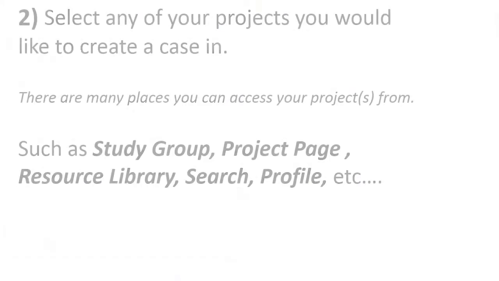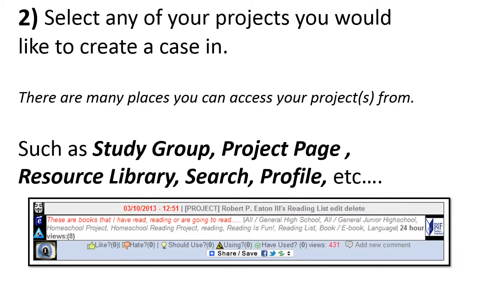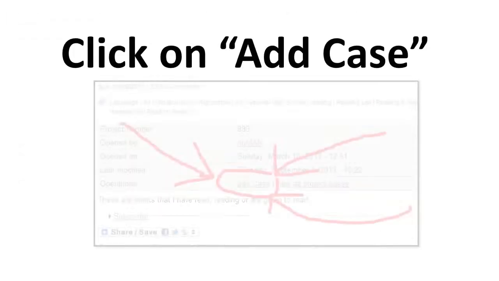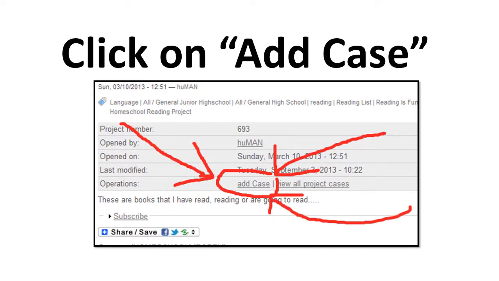Next, we're going to select any of your projects you would like to create a case in. And there are many places you can access your projects from, such as the study group, project page, or resource library. Simply open up your project and click on Add Case. And like I said, you could find your projects in a lot of places at the center of the net.